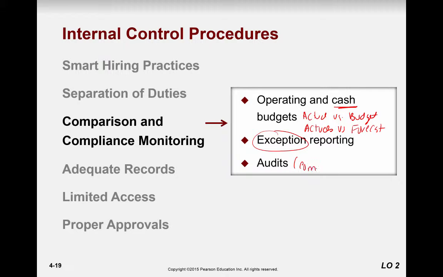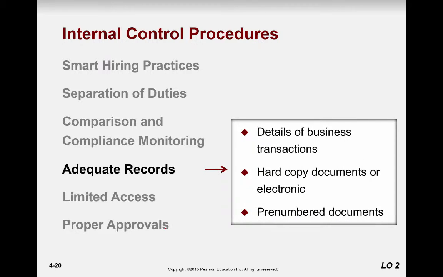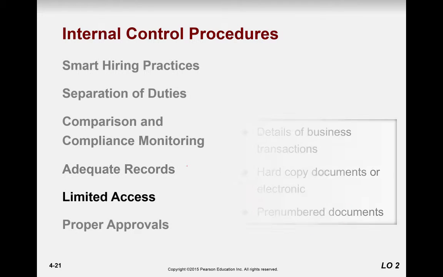Audits, and you might also do compliance audits. Instead of just internal and external audit, are the employees complying with the internal control procedures in place? You might also have adequate records. So you might have each journal entry supported by the proper documentation, whether it's hard copy or electronic. Pre-numbered documents are also very common. You might do this for purchase orders or POs. You might also do this for invoices, so that employees can't override the numbers, and by doing that, the next process gets into place.